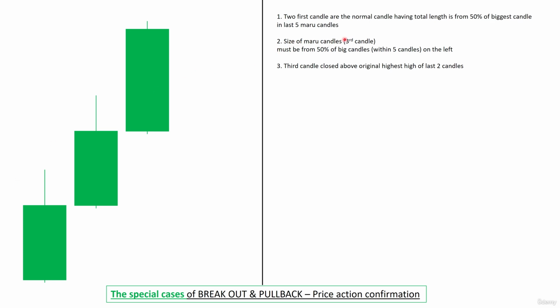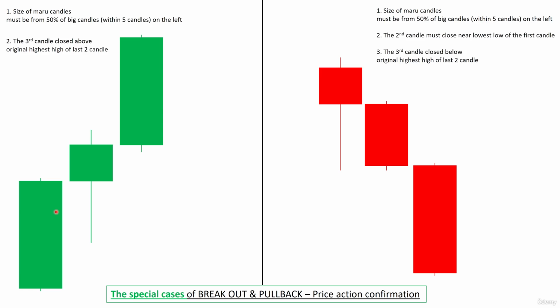And the size of the third candle is also the same. We need to make sure the total length of the three candles is at least 50% of the biggest candle in the last 5 candles, and the third candle must close above the original highest high of the first two candles. And here is the third case, a very special case of reaction confirmation. You can remember the shape of the pattern and combine it with our previous cases, and you can analyze the market structure very quickly, in detail, and understand the market very exactly.